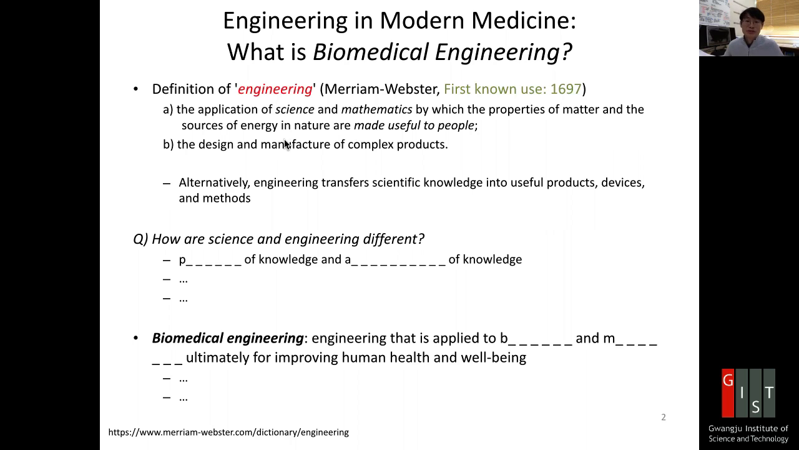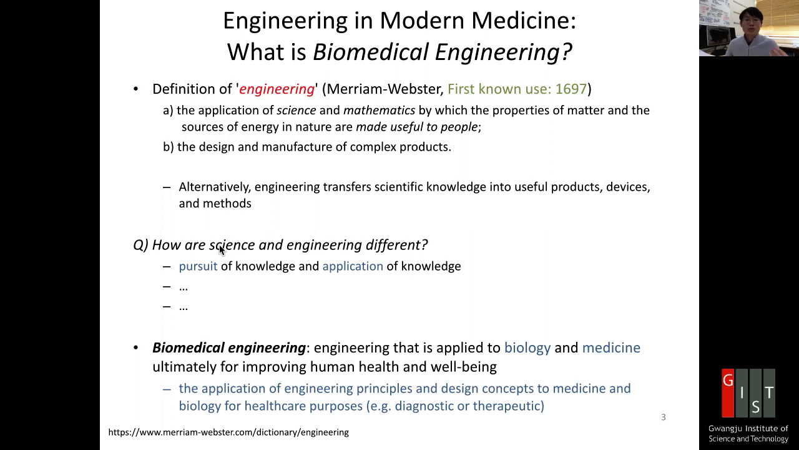Or it can be defined as the design and manufacture of complex products. So one can say engineering transfers scientific knowledge into useful products, devices, and methods. Then we have to think about what the differences are between science and engineering. And also we want to define biomedical engineering upon this definition of engineering.